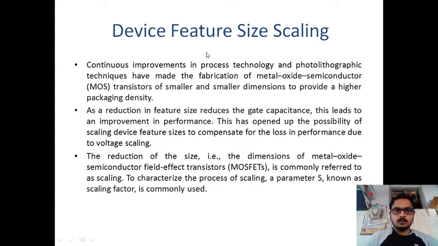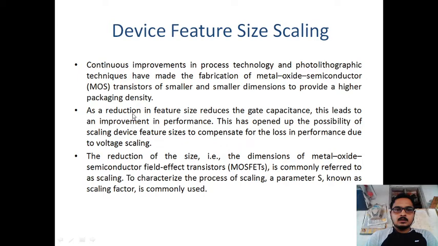In this video, I am going to explain device feature size scaling. The continuous improvement in process technology and photolithography technology has made the fabrication of metal oxide semiconductor (MOS) transistors of smaller and smaller dimensions possible, to provide a high package density. Means in process technology, when we make improvements, the transistor size goes smaller and smaller in dimensions. When the transistor size decreases, what happens? The number of transistors in a particular chip increases. That is this point.